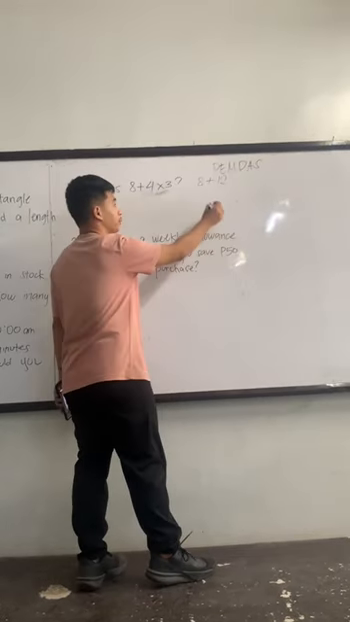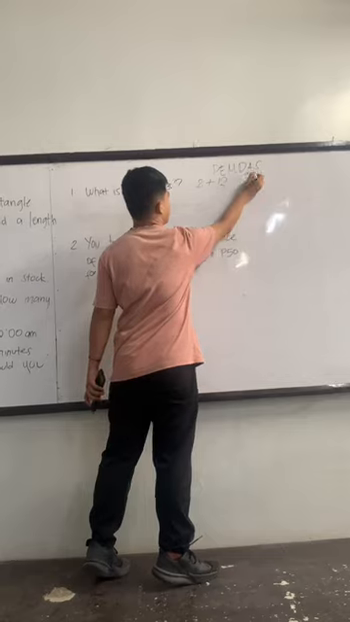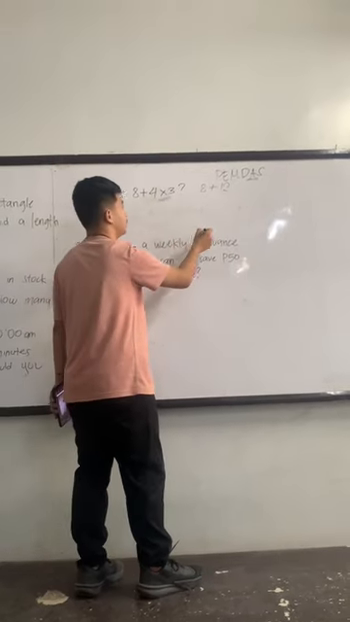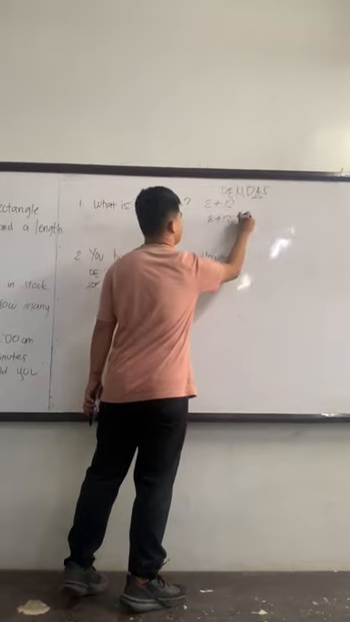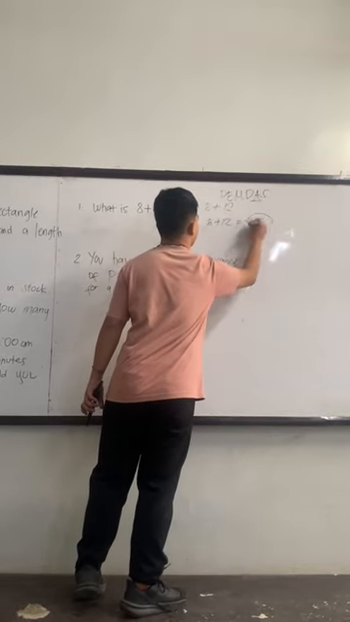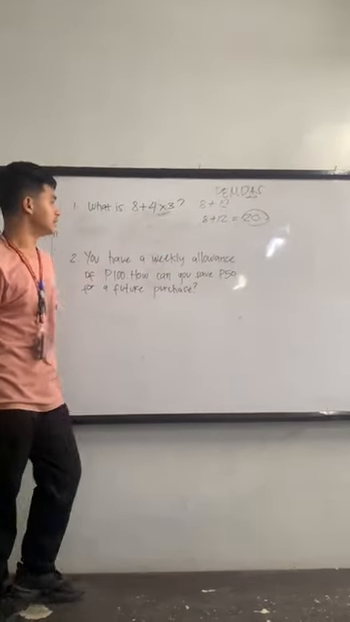Now you have only one operation, so of course, the addition. You're going to add it. 8 plus 12 is 20. So the answer for number 1 is 20.